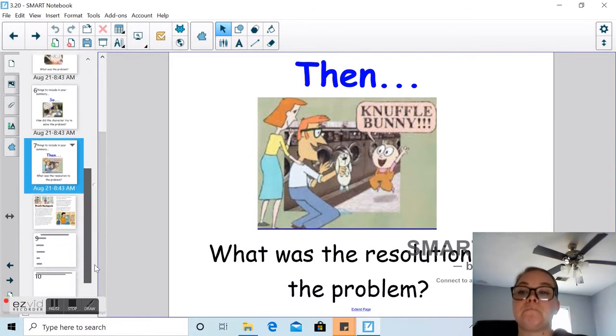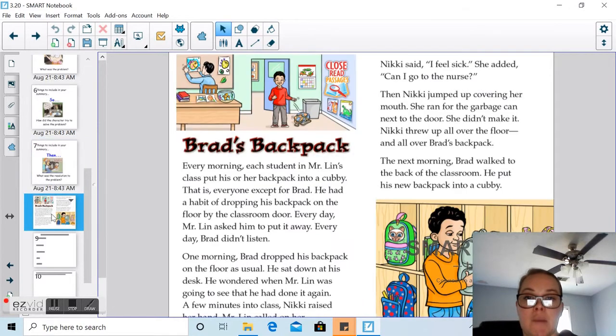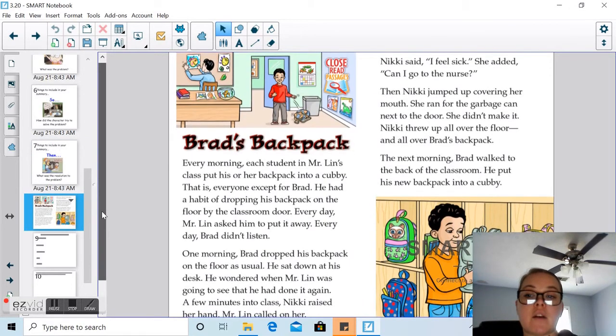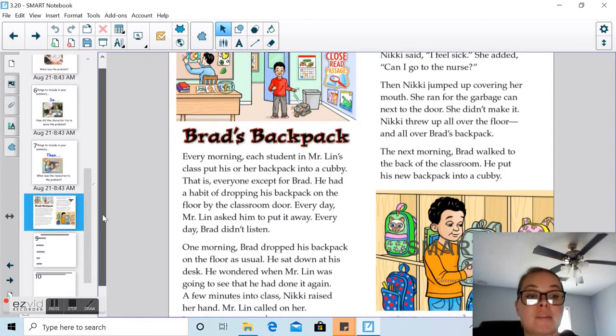Right now, we're going to go ahead and read a short story called Brad's Backpack. And then we're going to go ahead and look at how we might be able to summarize this story in just a few sentences.